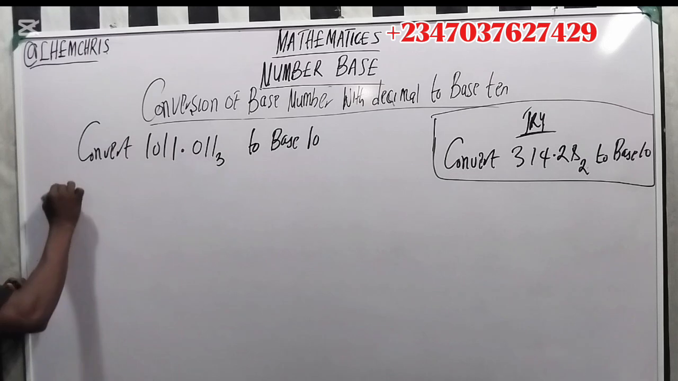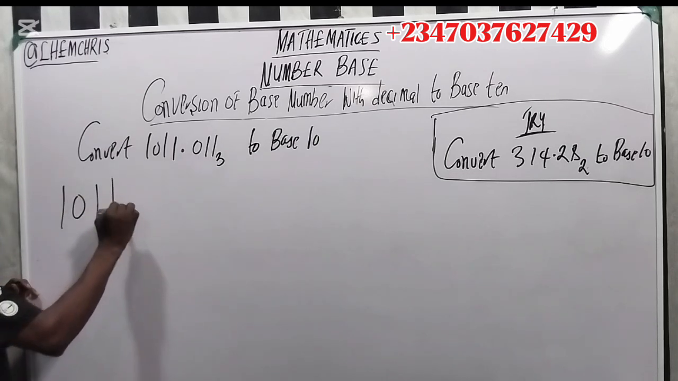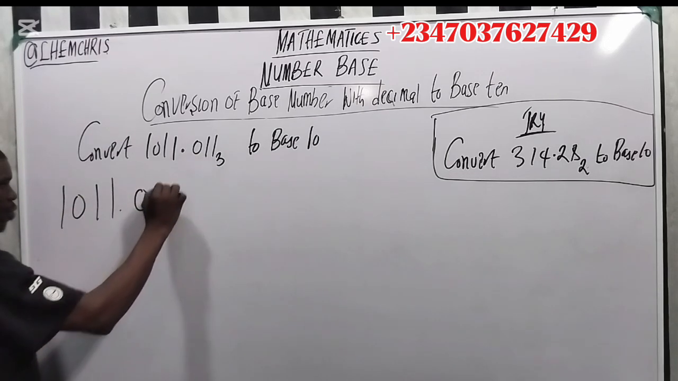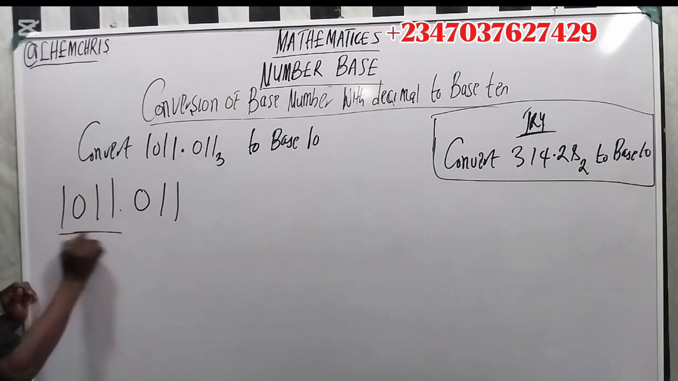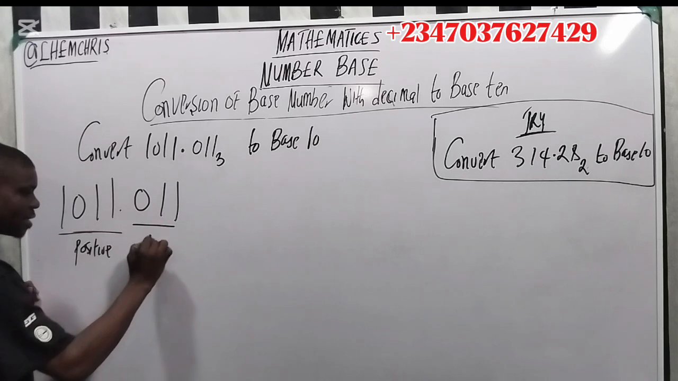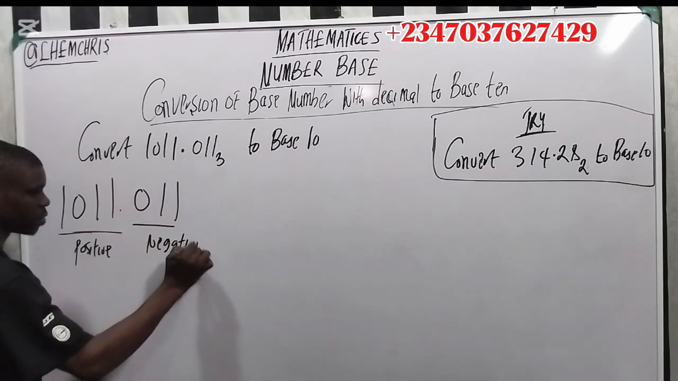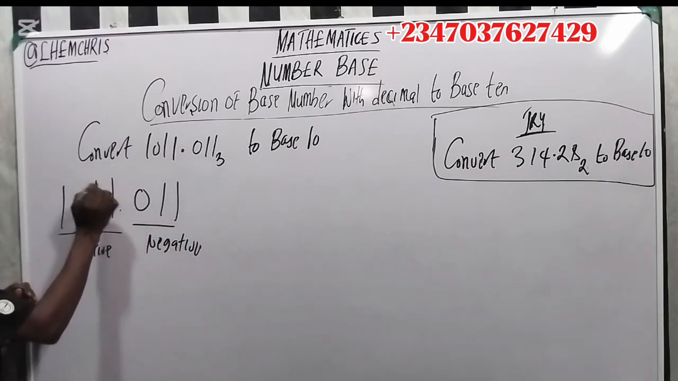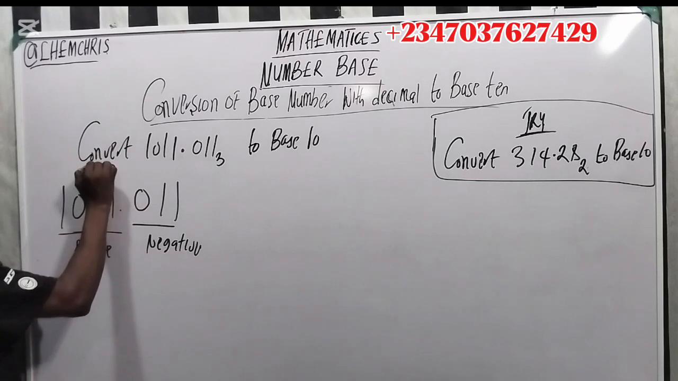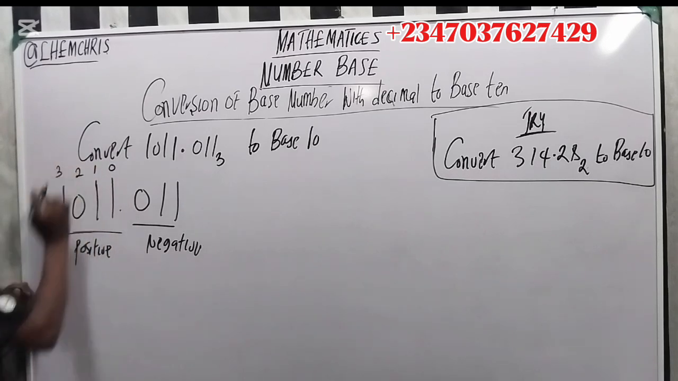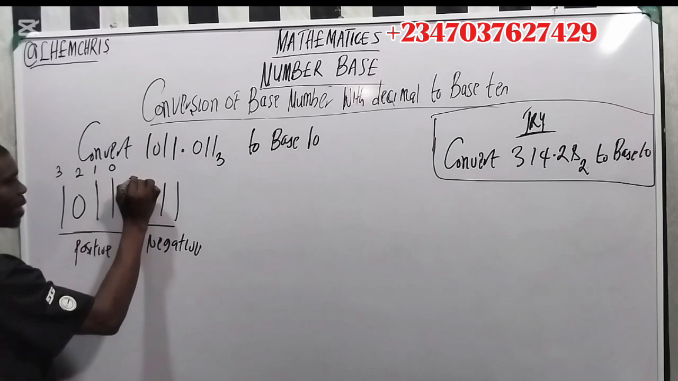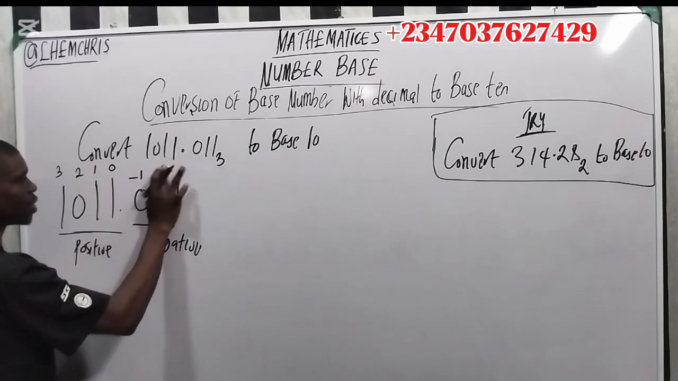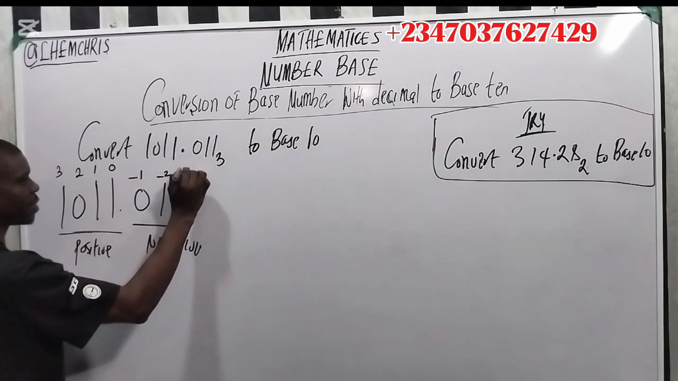Remember here we have 1011.011. Now if you follow this class from the beginning, this side is my positive and here is my negative. For the positive side, you start from 0, 1, 2, and 3. From here, once past this 0, you're going to call it minus 1, minus 2, and minus 3.